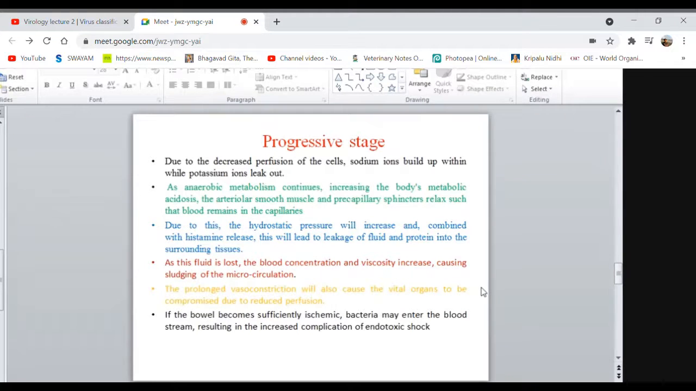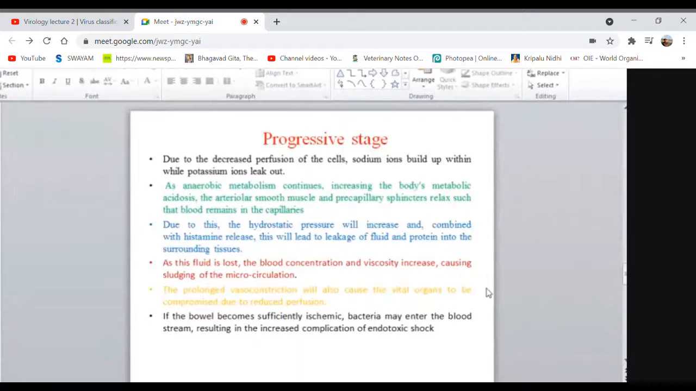Then the smooth muscle of the arteries and sphincters relax, so the blood remains in the capillaries. Further, the hydrostatic pressure will increase and the histamine release will be there. This will lead to leakage of the fluid and protein into the surrounding tissues.